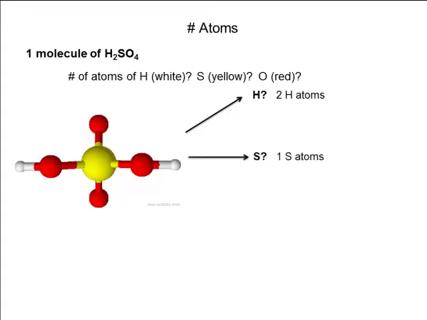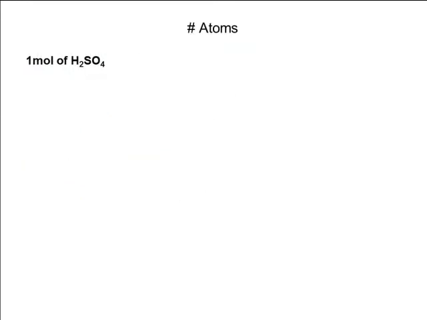How many sulfur do I have? I have 1 sulfur atom. How many oxygens? I have 4 oxygen atoms. So in one molecule of H2SO4, I have 2 hydrogens, 1 sulfur, and 4 oxygen atoms. What happens when I switch to a mole, though? Now I'm talking about a mole of H2SO4 instead of just a molecule, and you notice my shorthand notation, mol, which we'll use to represent moles. It's not much of a shortcut, but it's what we do.